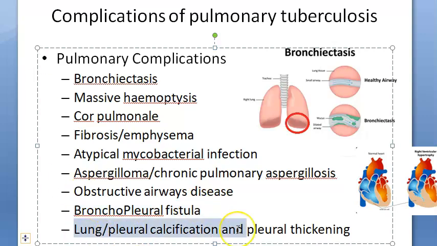Then lung pleural calcification, pleural thickening. Something like thickening, fibrosis, we said, right? So in this they're talking similarly, calcification, thickening of the lung or pleura. Earlier we said fibrosis directly. So some kind of calcification, thickening, all that you will write.